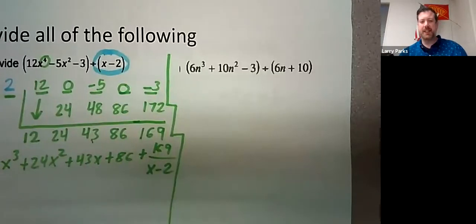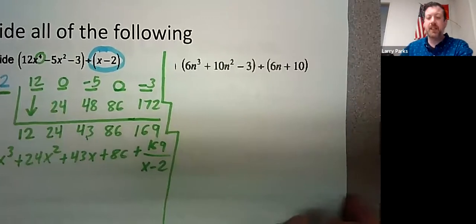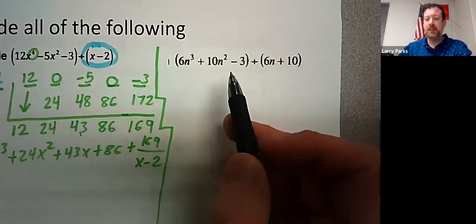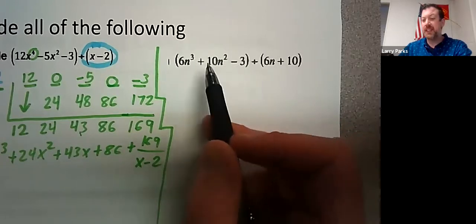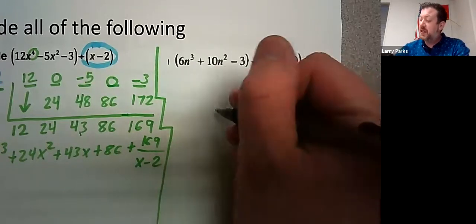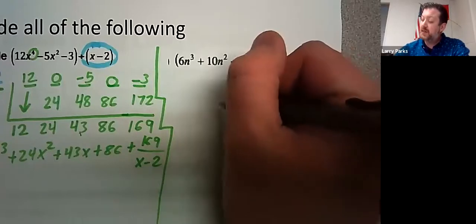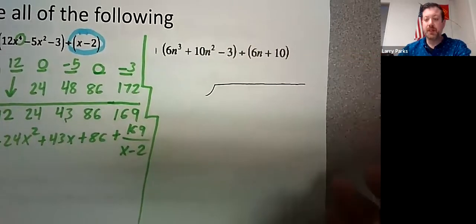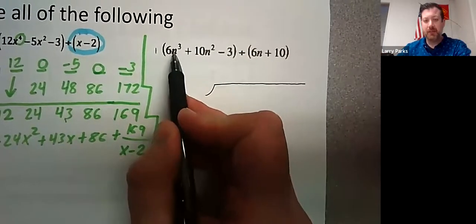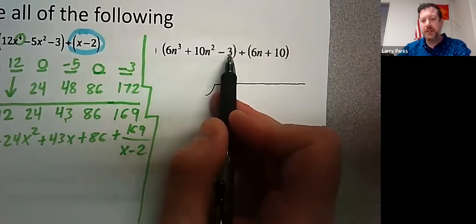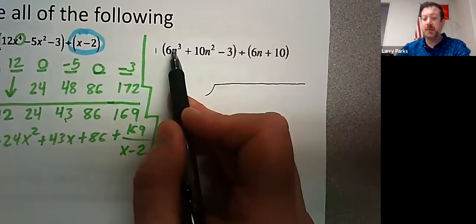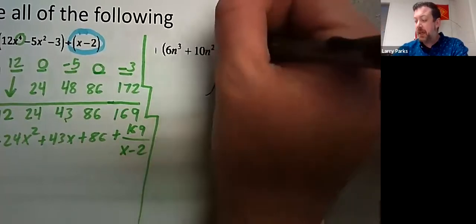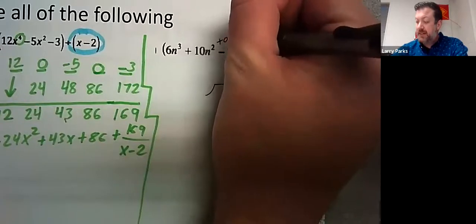A problem like this, technically you could use synthetic. I think it's easier just to not work in fractions. And so remember, this is your divisor. This is what you're dividing into, your dividend. And so we make our little divide by symbol. Third power, I should have 4 terms. I have 1, 2, 3 terms. I am missing 1 term. The term I'm missing is the n term. So I'm going to put a plus 0n in here.